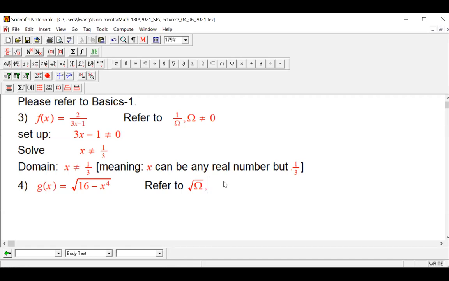In your calculus classes, calculus 1, 2, 3, it's all about real numbers. So complex numbers will not be considered. So in this case, do you guys still remember the domain for square root of x?